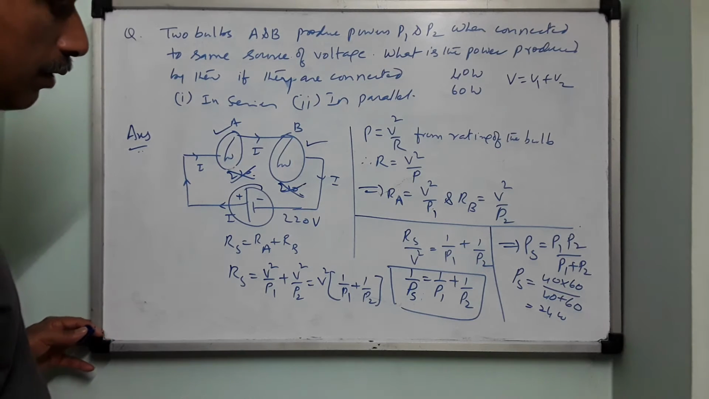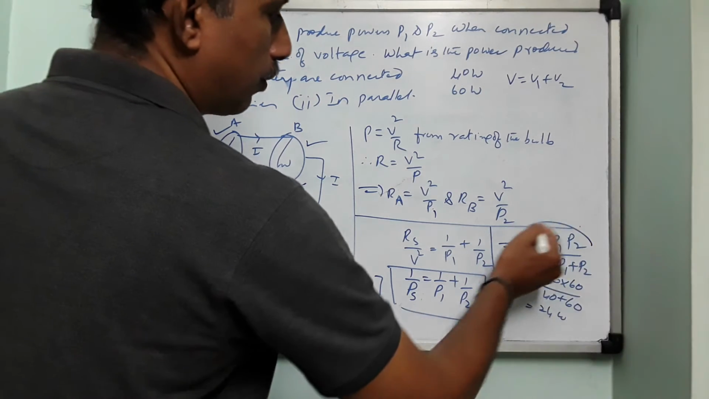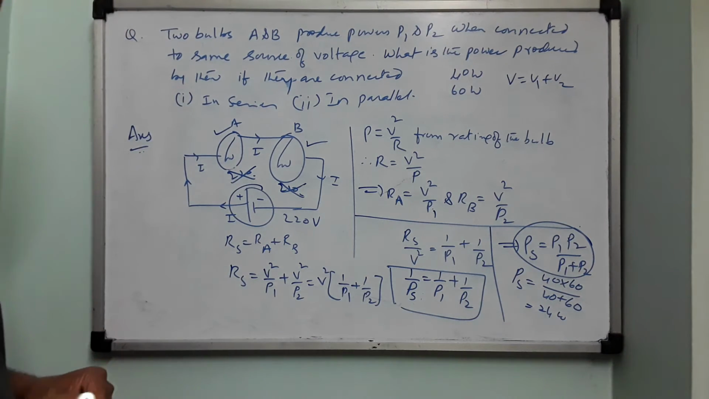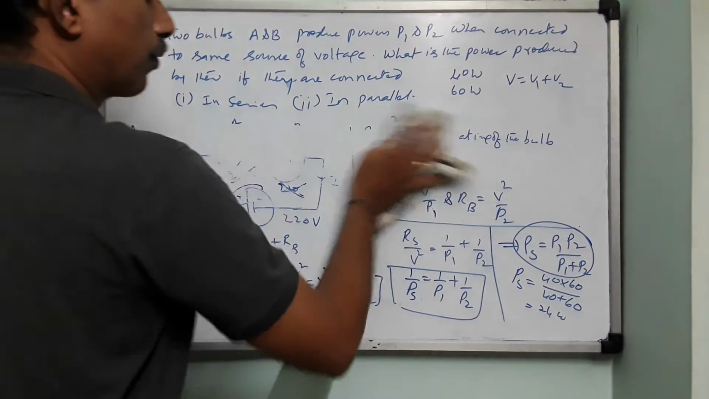So to calculate the power consumed by them when they are connected in series, this you have to derive: Ps equals P1 P2 by P1 plus P2. Then the other bit is when they are connected in parallel to the same source.